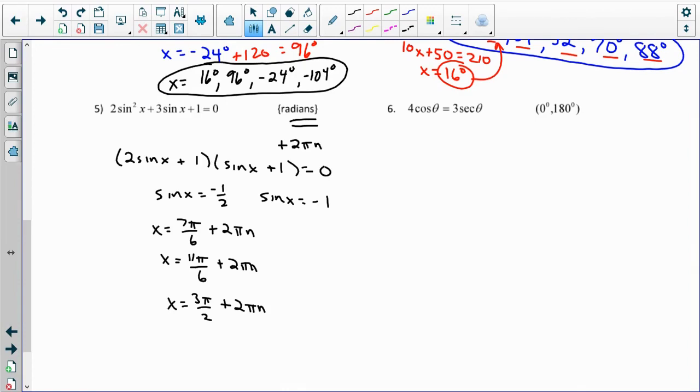So this is going to end up adding 2 pi as many times as I want, or subtracting 2 pi as many times as I want. And then I end up with 3 different possibilities where I have an infinite number of answers here.